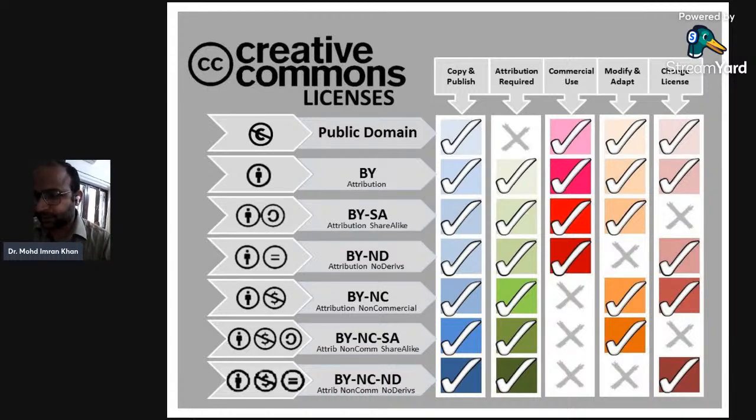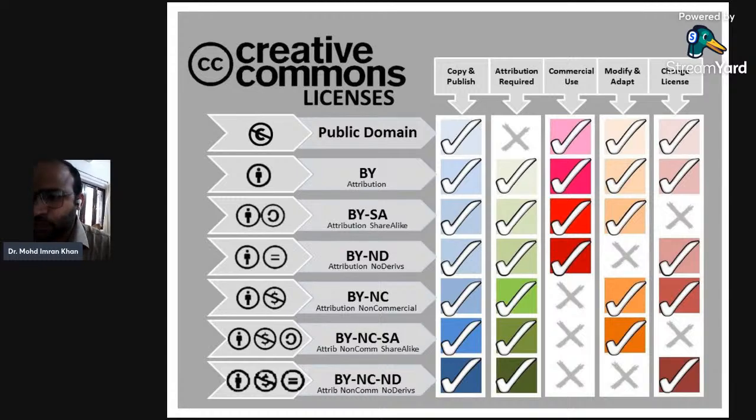In public domain, you can copy anything which is in public domain. You can copy and publish. Attribution required? No, no attribution required. Commercial use? Yes, you can make it for commercial use. Can you modify and adapt? Yes, you can do that. And can you change that license? Yes, allowed.